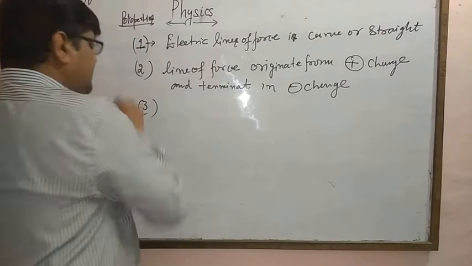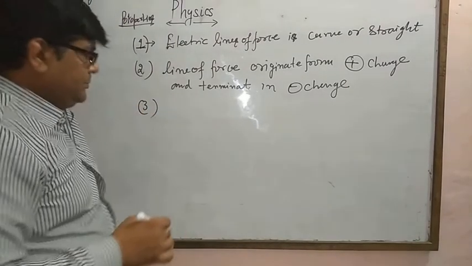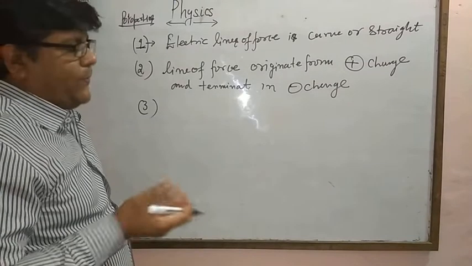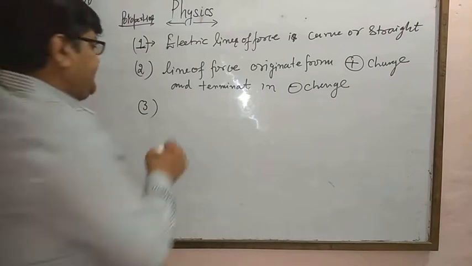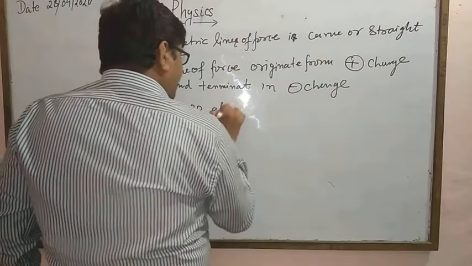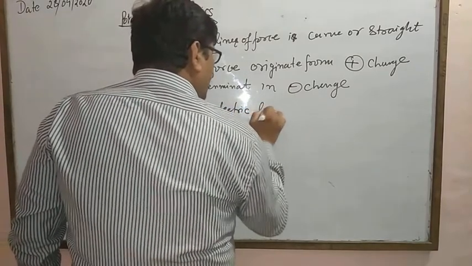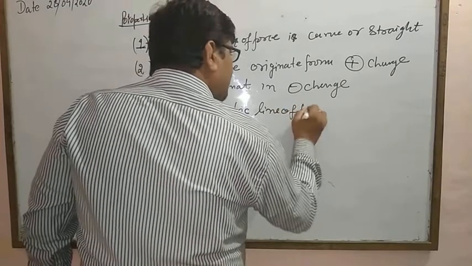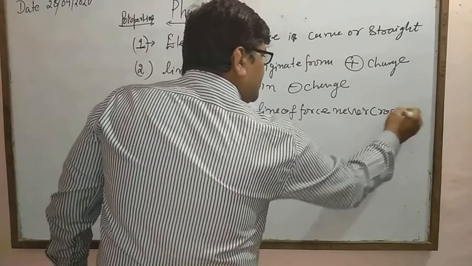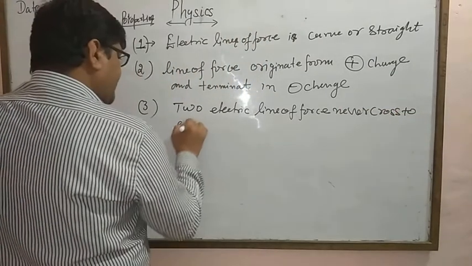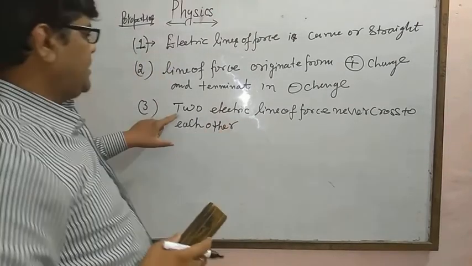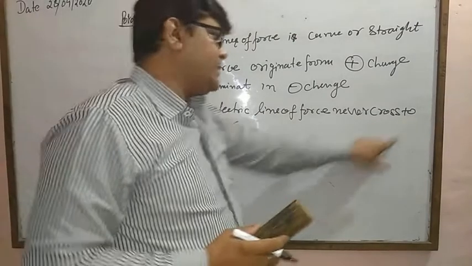Third point, two electric lines of force never cross each other. Two lines of force never cross each other.